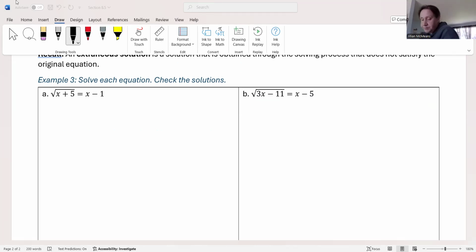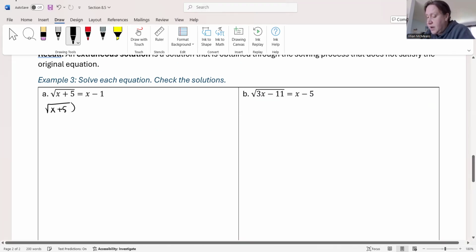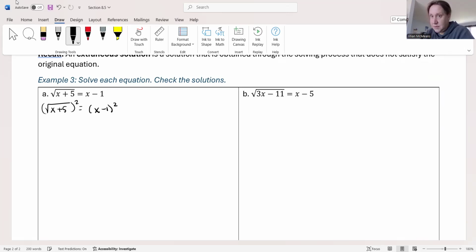So let's get started. Remember, our goal is to isolate the radical, square both sides, that'll undo the radical, and then solve the resulting equation, okay? So we've got the square root of x plus 5 equals x plus 1. So we've already got the radical isolated. Let's go ahead and square both sides. So we want to take the square root of x plus 5 and square it. Then we want to take x plus 1 and square that, okay? So you're going to have to do a little bit of work here. It's going to be a bit more involved than the previous videos.